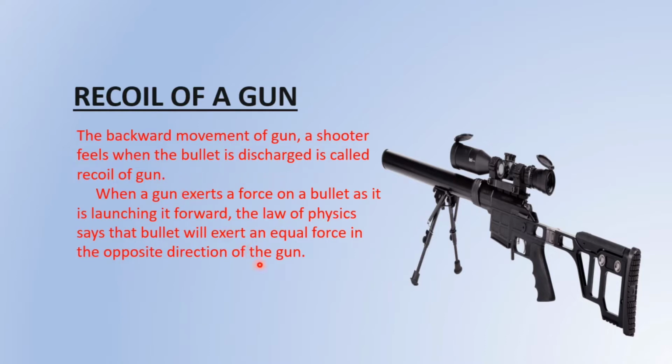As you all know, Newton's third law of motion says that every action has an equal and opposite reaction. That's why when a gun exerts a force on a bullet as it is launching it forward, the law of physics says that the bullet will exert an equal force in the opposite direction on the gun. So, this is called the recoil of a gun. Let's go to the next.